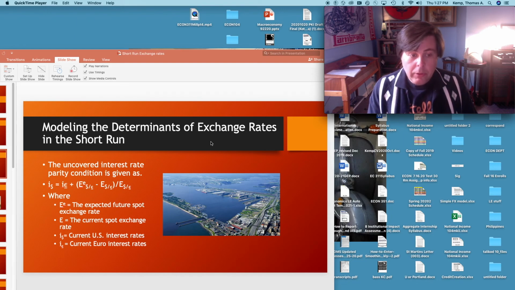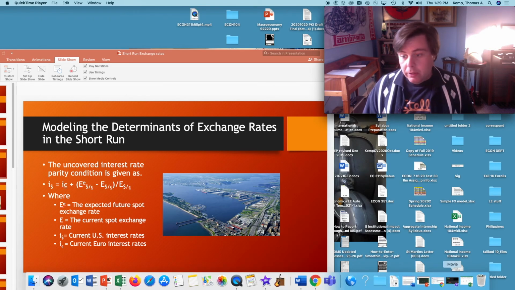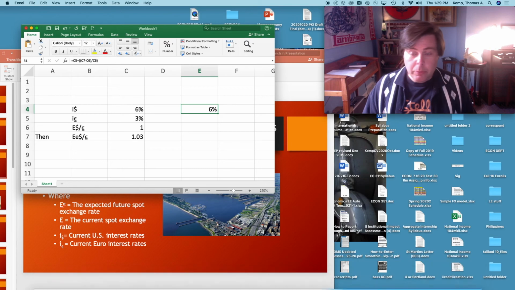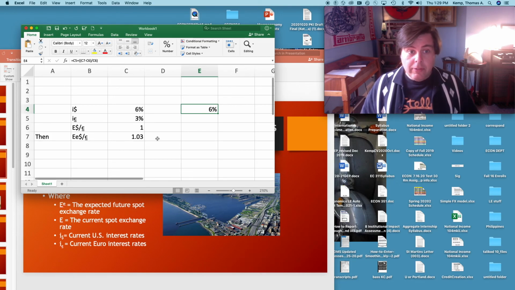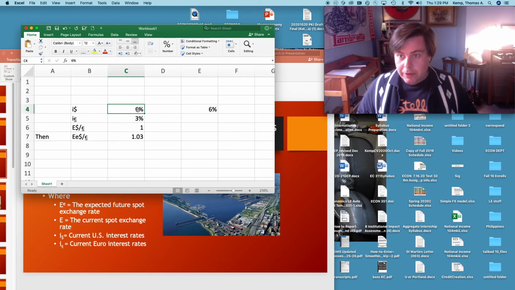Okay, so to see how this works, let's grab a little Excel file I made a few moments ago here. So you should be seeing over here now some values that I've just plugged into this.